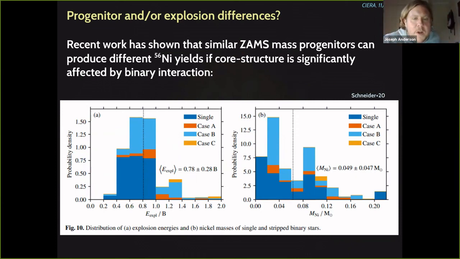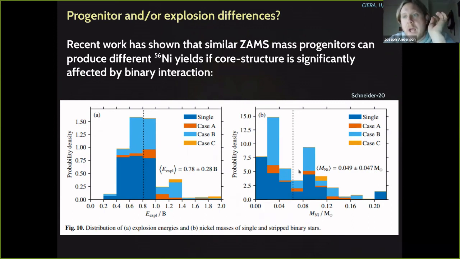So this was the point I was making about whether binary interaction can really affect the core structure. There was a paper out last year looking into this and looking at how single stars compare to stars in binary systems in terms of how they explode as core collapse supernovae. And here they do indeed show, if you look at the right-hand side plot, distributions of nickel masses. If we just concentrate on the two blues, the dark blue is single stars, the light blue is a certain case of binary interaction, binary mass transfer.